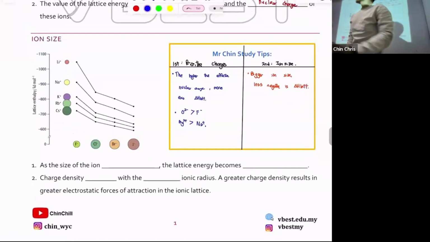Okay, finish up. Give me a minute. I go washroom and water. Go, go, go. Give you guys about 1 minute break, 2 minutes break.